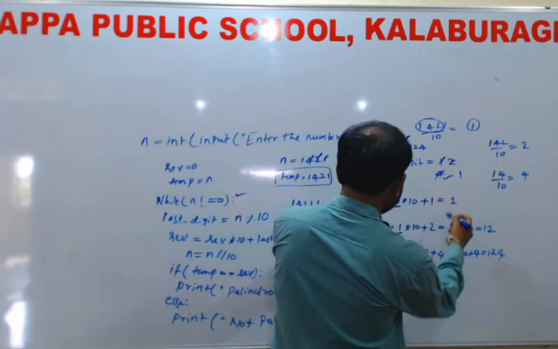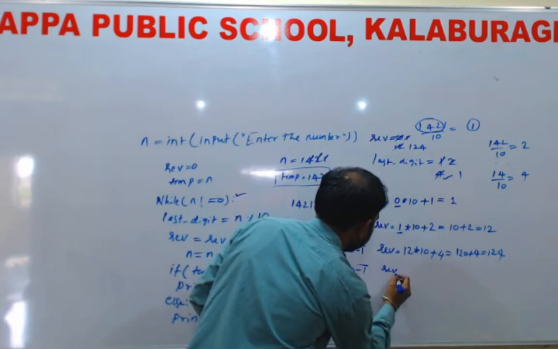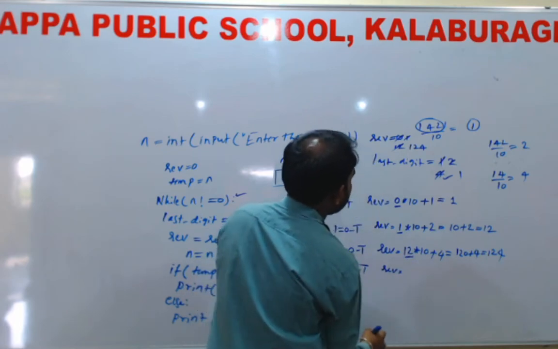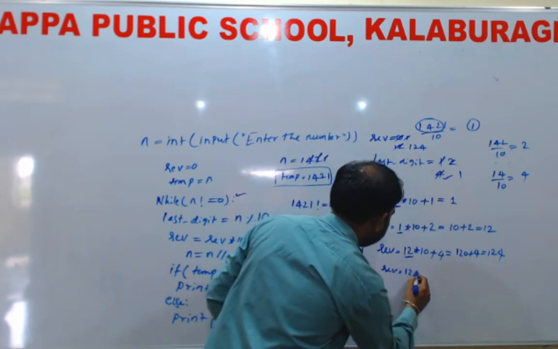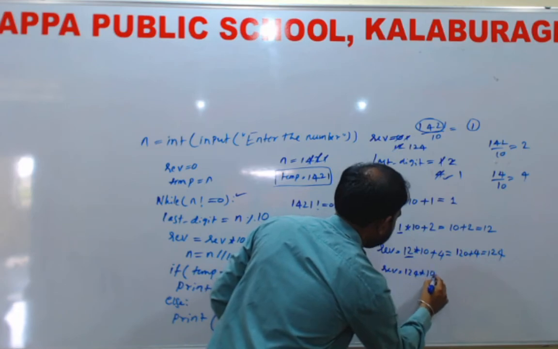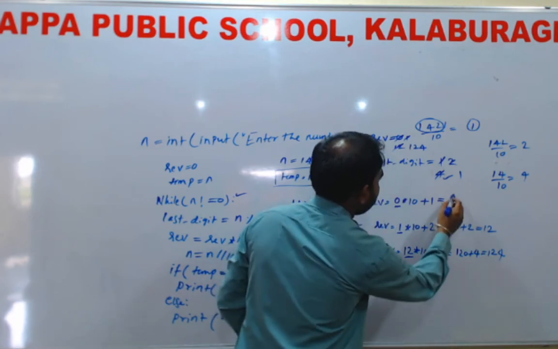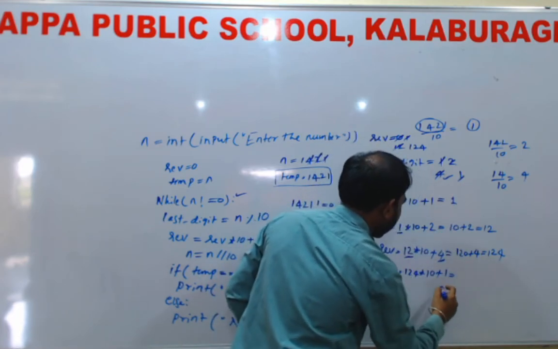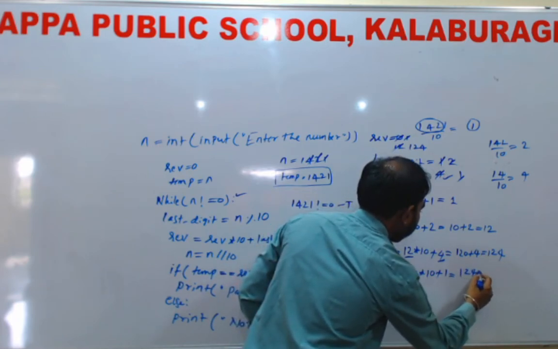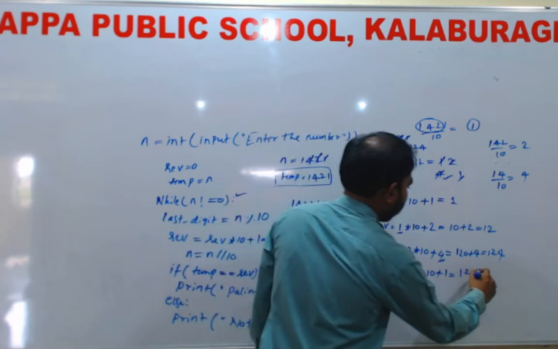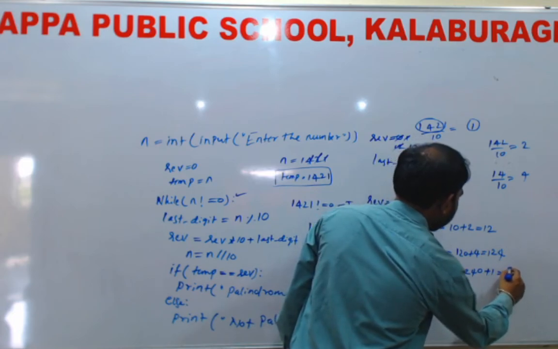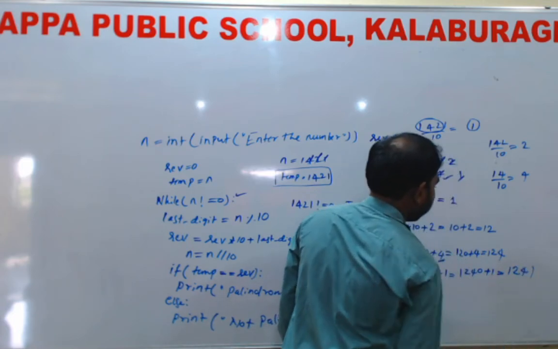Next, how to put here? So reverse is equal to, what is my reverse value now? 124 into 10 plus, what is the last digit number we got? 1 here. So 124 into 10 is 1240 plus 1, which is equal to what? 1241, right?